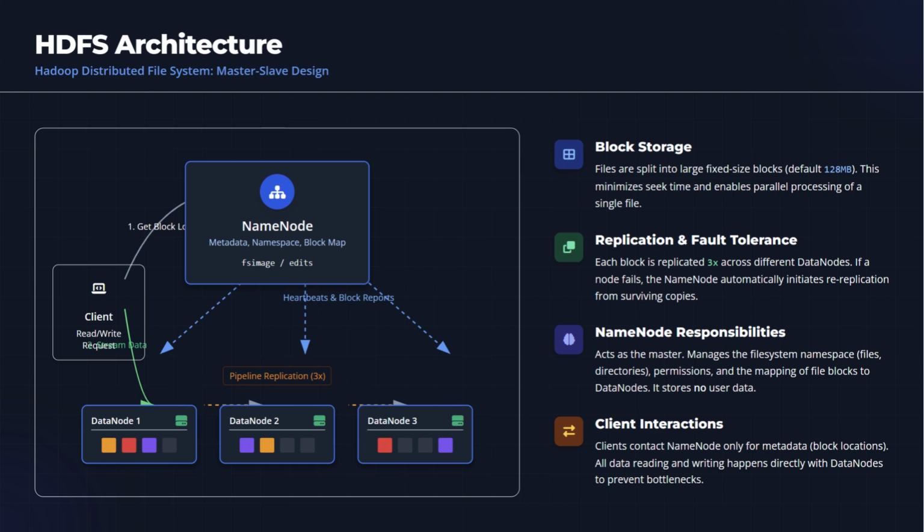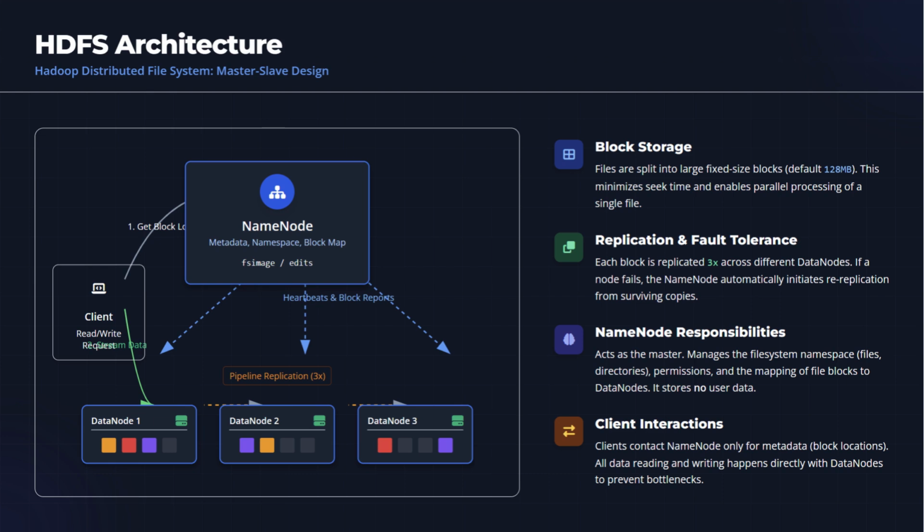or HDFS. HDFS operates on a master-slave design. At the top, we have the NameNode. Think of this as the brain. It manages the file system namespace and knows exactly where every piece of data is stored, but it never actually stores the user data itself. Underneath, we have DataNodes, which do the heavy lifting by storing the actual blocks.